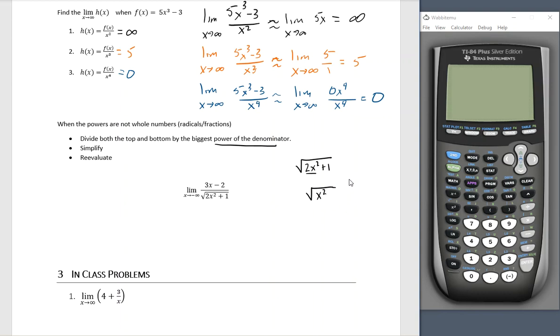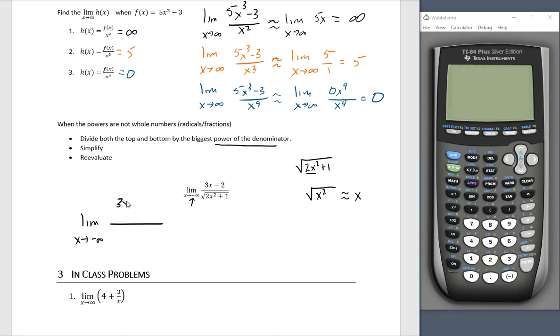But the square root of x squared, that's the same as x. Actually it's the absolute value of x. But it's about the same as x on the outside. Since we're going to negative infinity, we have to keep this in mind. So as we evaluate this limit, as x approaches negative infinity, we divide by the biggest power of the denominator, but we do it correctly.